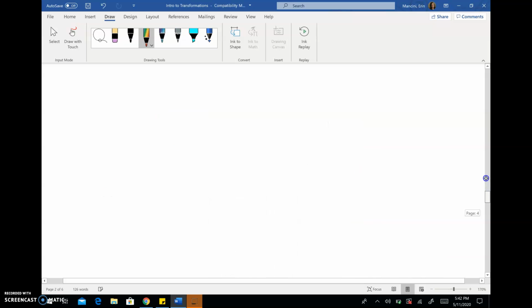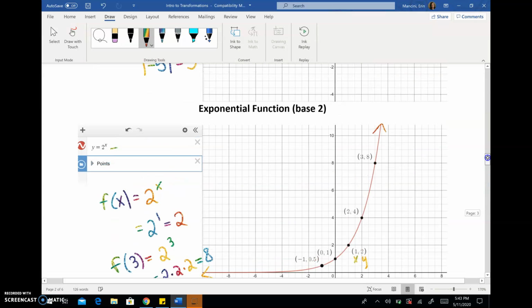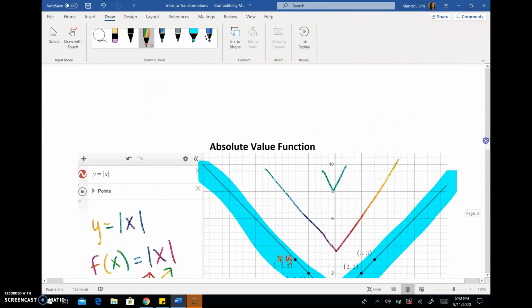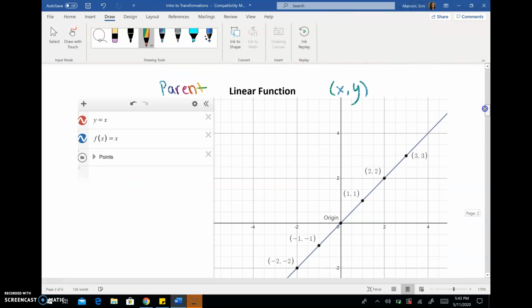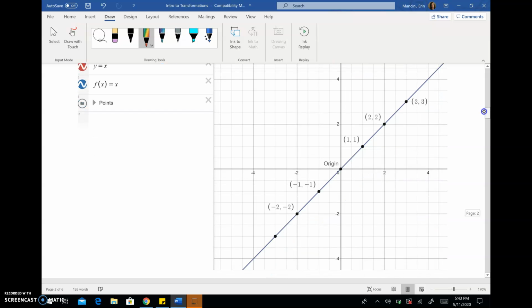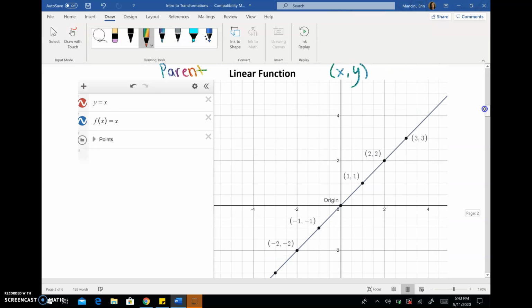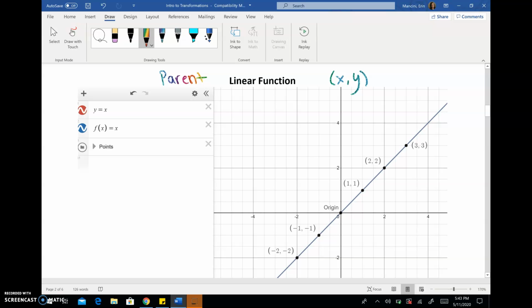Basically, the moral of the story is for any function, you can plug in values for your x to find the corresponding y, or plug in values for y to find your corresponding x. And depending on the rule, it's going to look a little bit different. So linear looks different than a parabola. My goal for this video is to have you recognize these functions, and we'll do more with them later.